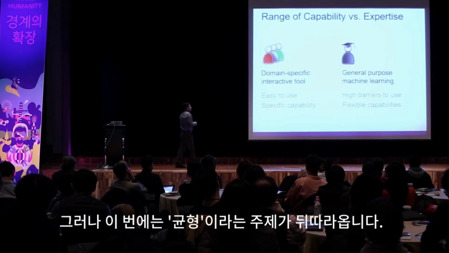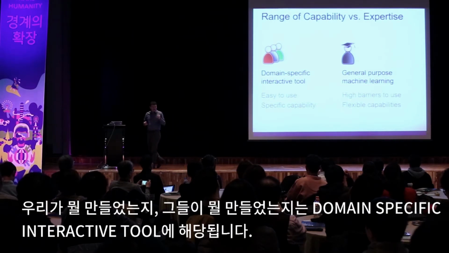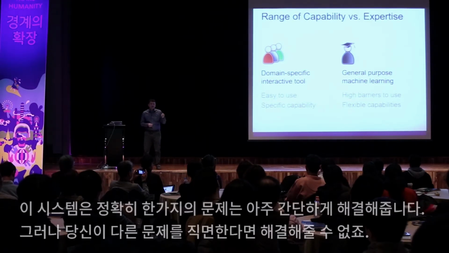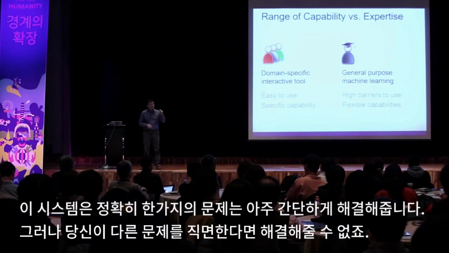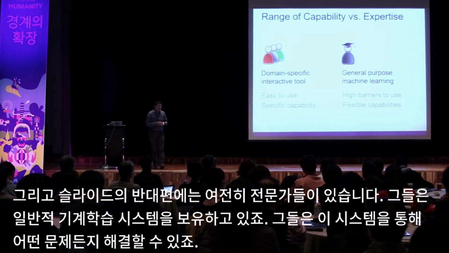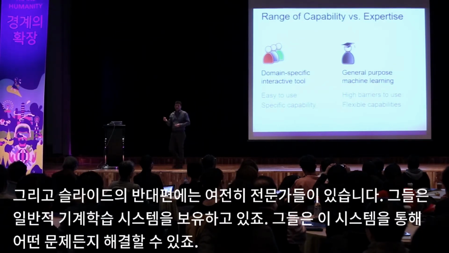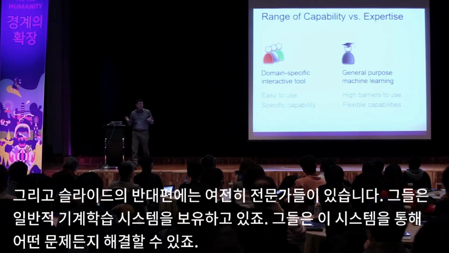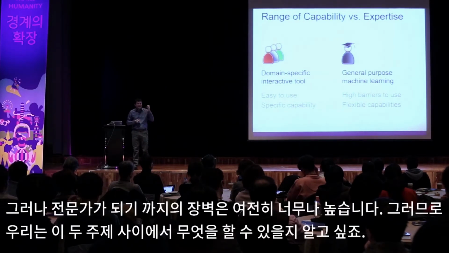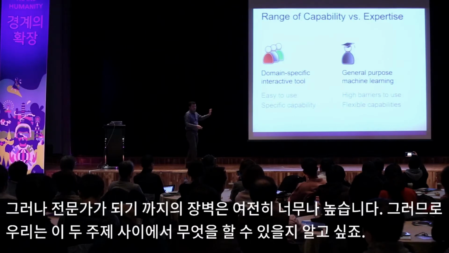Okay, but that came with a trade-off, right? What they've created with Franz is a domain-specific interactive tool, right? It makes it really easy to solve exactly one problem. And if you have a different problem, you can't use it at all. It doesn't help you at all. And then at the other end, we've still got the experts, right? They've got their general purpose machine learning. They can solve, according to them, anything, right? But that expertise barrier is still way too high. And so we wanted to look at what we can do in between these two.